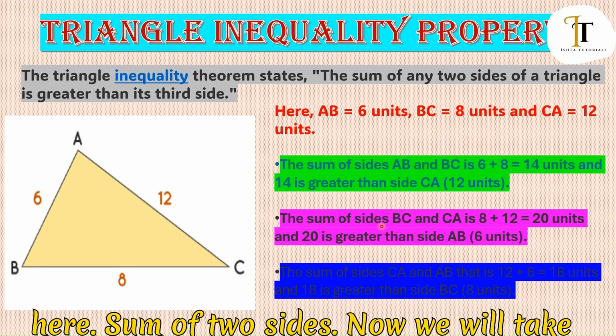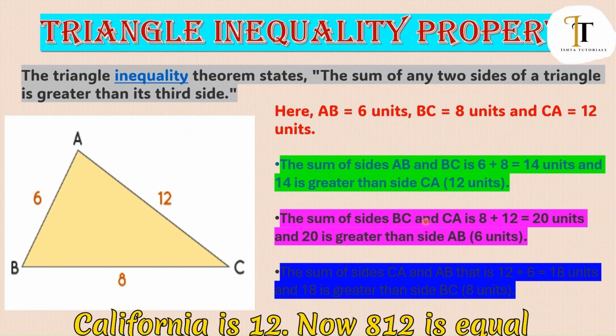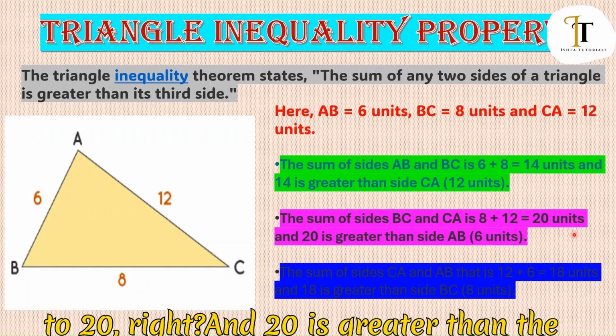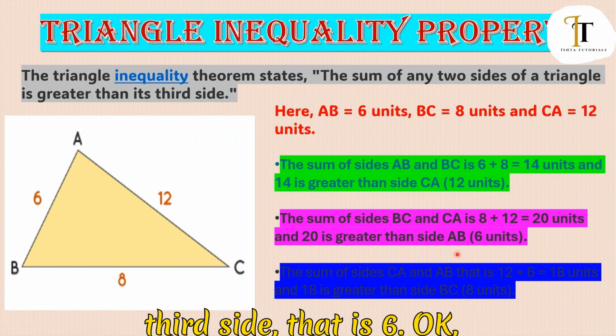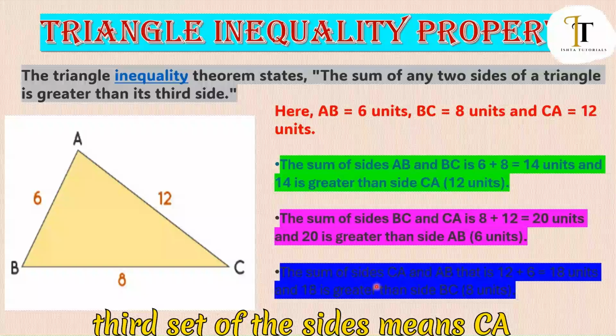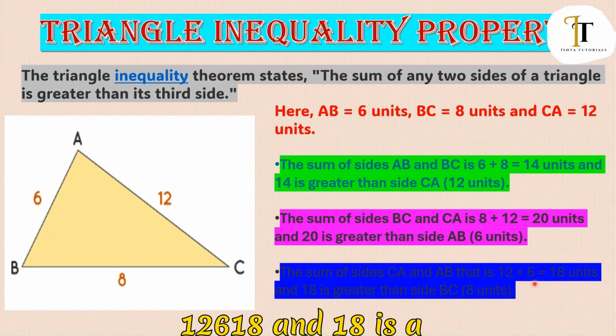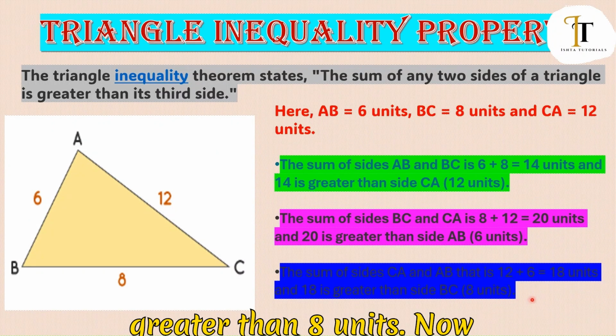Here the sum of two sides. Now we will take BC and CA. BC is 8 and CA is 12. Now 8 plus 12 is equal to 20, right? And 20 is greater than the third side, that is 6. Then again it's correct. Now let's take the third set of sides, CA and AB. That is 12 plus 6 is equal to 18, and 18 is greater than 8 units.